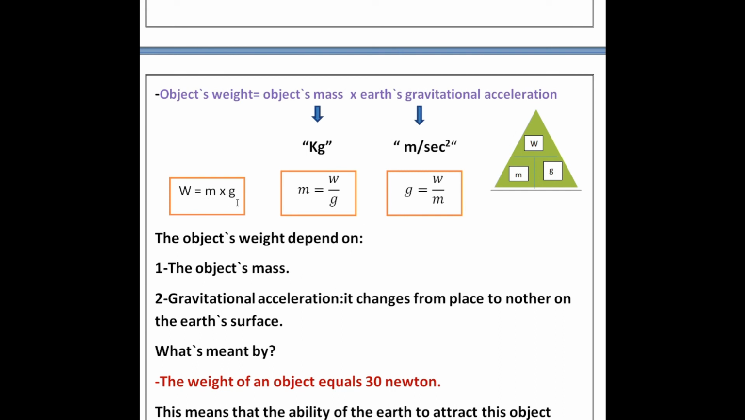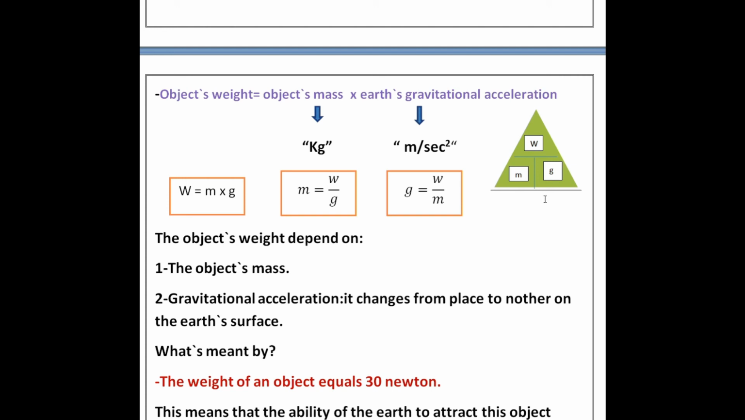If I want to calculate the mass, from the triangle, the mass equals weight divided by gravitational acceleration. If I want to calculate the gravitational acceleration, G equals what? W over M.